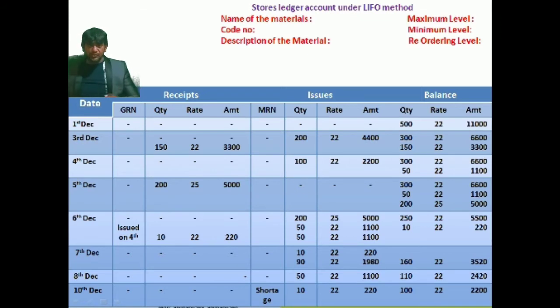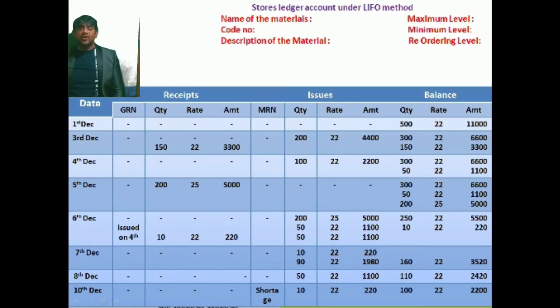So to issue 300 units, I have issued 250 units. Take one more 50 units from the 200 units left at rupees 22 each. Clear? At rupees 22 each, that comes to 1,100. So now the balance is: out of 300 units I have issued 50 units, so left out is 250 units at rupees 22 each. That comes to 5,500 rupees.